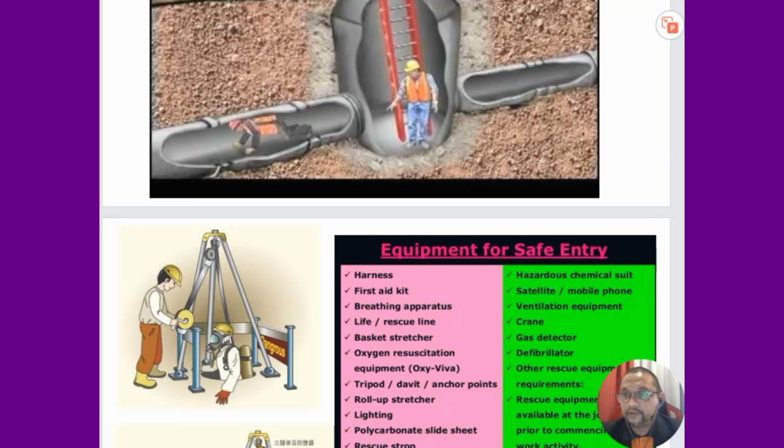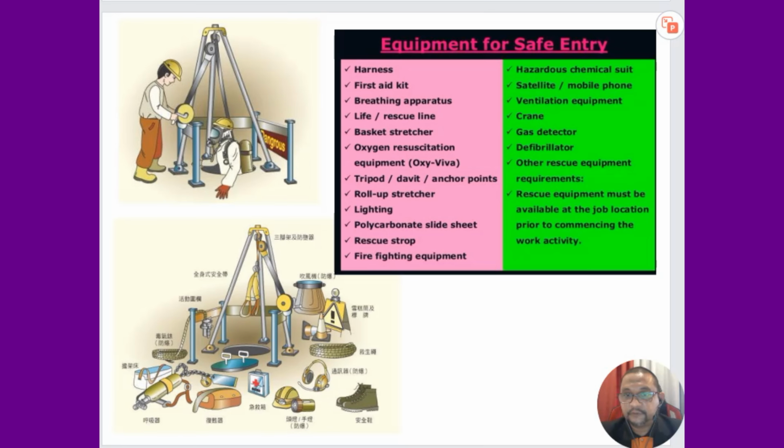Okay, equipment for the confined space. If you look here, a lot of equipment can be used in the confined space. When working in the confined space, specialized equipment is essential for ensuring safety and minimizing hazards. This necessary equipment typically includes tools for monitoring, protection, communications, and rescue. Here I list down the key equipment used in confined space operations.